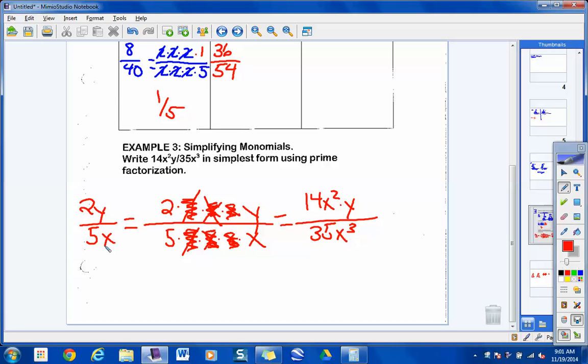2y over 5x. Okay, now I think I'm going to have you guys try another one of those, but I'm going to say, yeah, I think that makes sense. Okay, let's try one here. Let me know that you've got this down before I go to a new page.